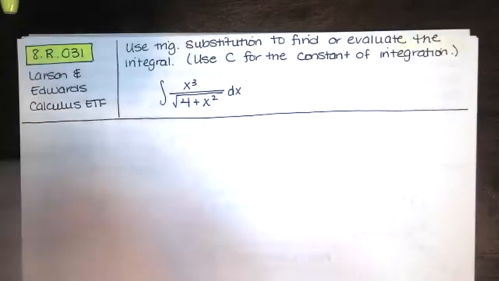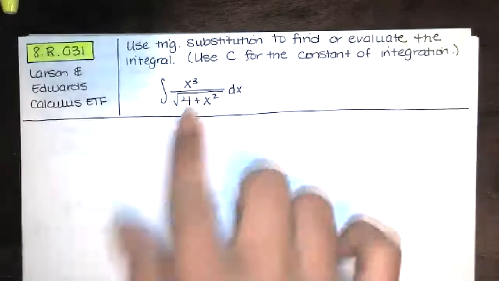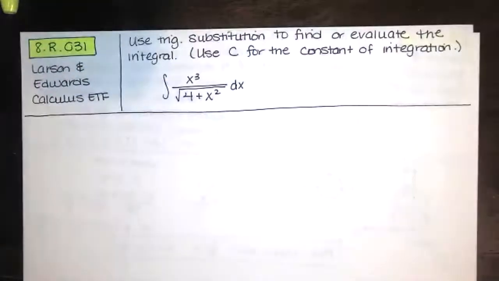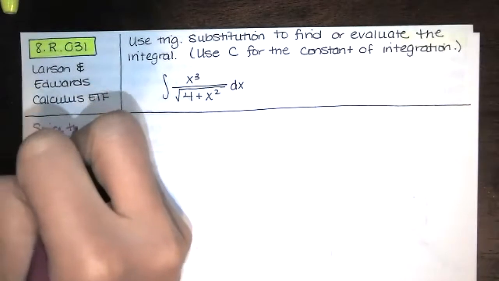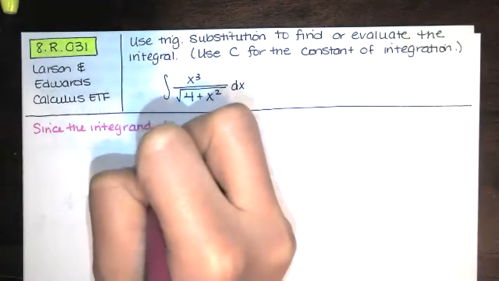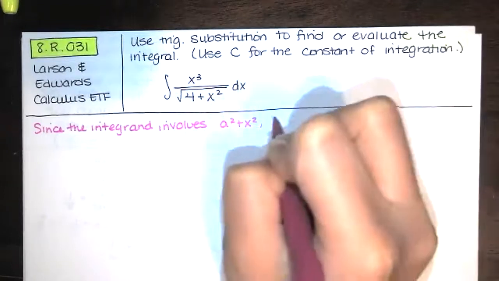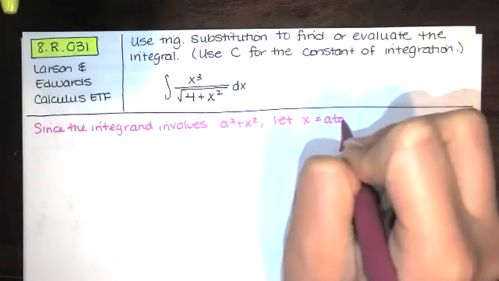So when I look at this problem, I either think of that myself, or if I don't remember what to do, I always refer to my sheet, and my sheet will remind me what to do. So I see the a squared plus x squared. And that means we know that we're going to let x equal a times tangent of theta.